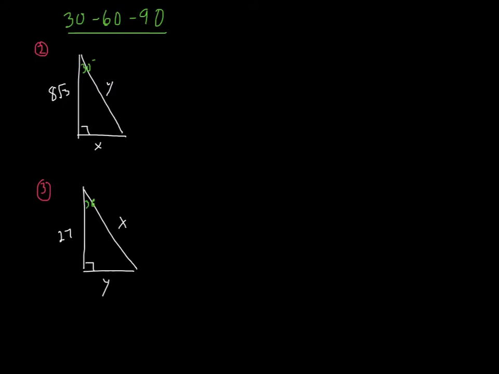Real quick, if you tried them already and you want to check answers or you want to pause the video, then check. Number 2, you should have gotten x is 8 and y is 16. And number 3, you should have gotten x is 18 radical 3 and y is 9 radical 3.